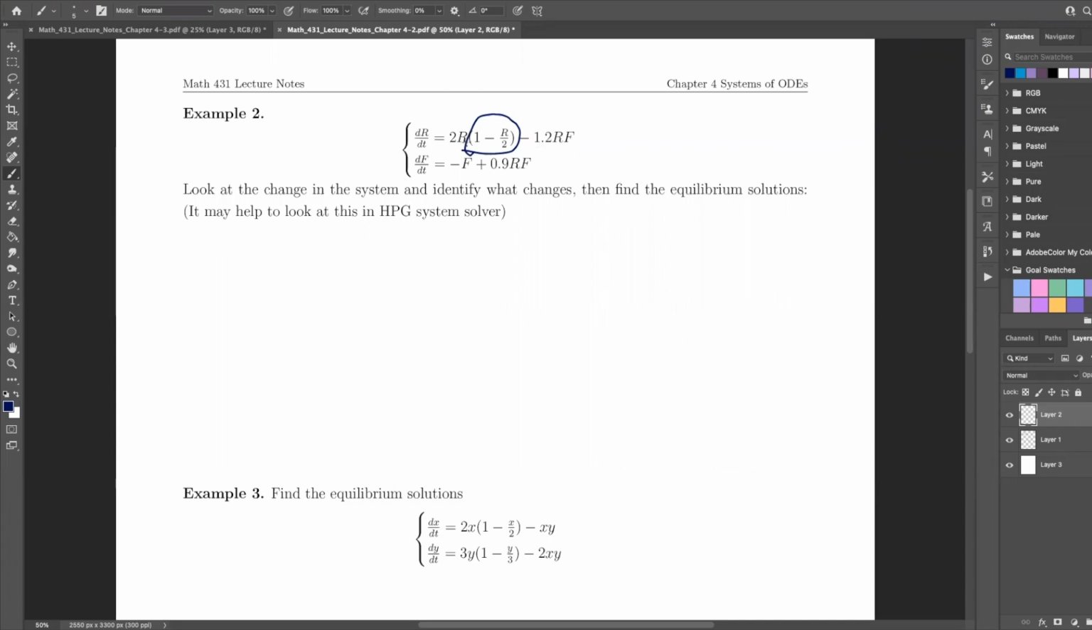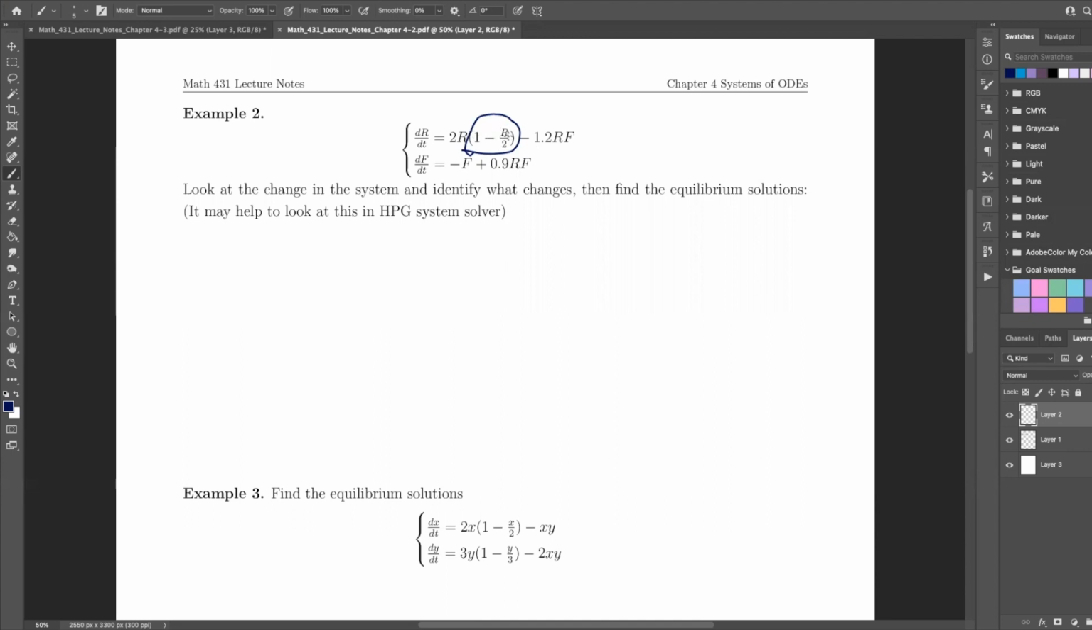If I start at 0.5 rabbits, this is going to be positive, this is going to be positive, right? And so I'm going to increase my rabbits until I have rabbits of what? 2. Once my rabbits are 2 population or 2,000, whatever units I'm using for my rabbits, right? This will zero out and be flat.